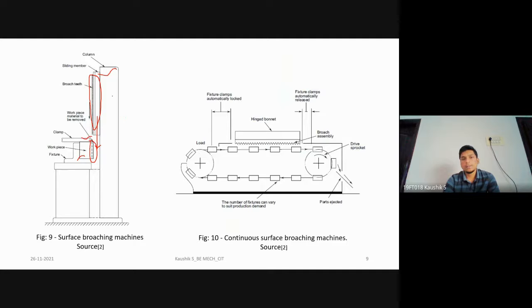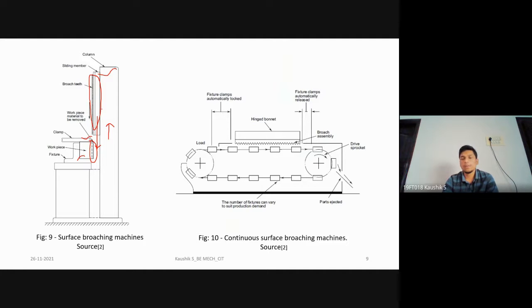Using this operation, we find that material is removed only in the downward stroke. During the return stroke, which is an unproductive stroke, no material removal happens. In mass production, the time involved is wasted.